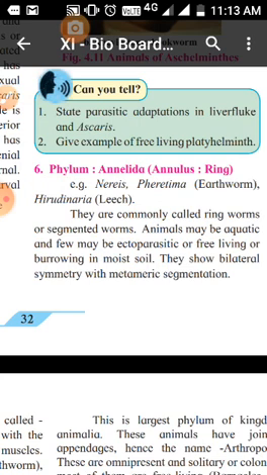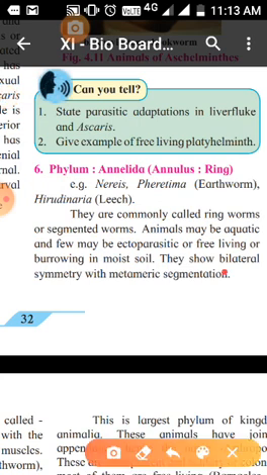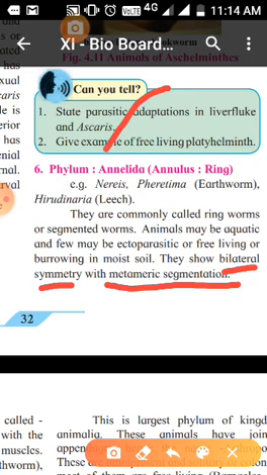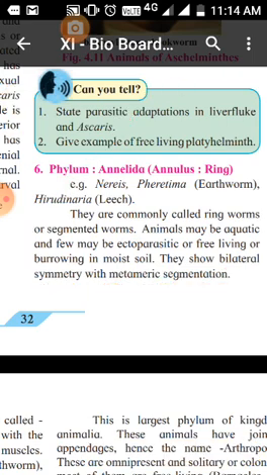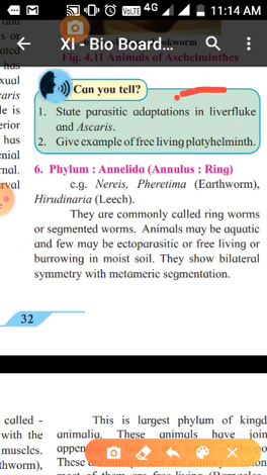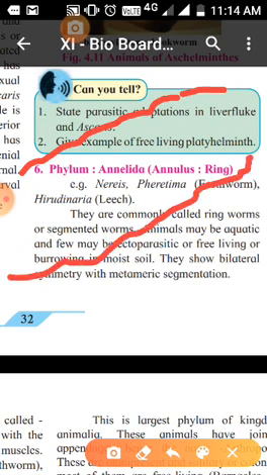And the symmetry we have seen in Annelida, it's bilateral symmetry. That means you can cut into two equal parts, with metameric segmentation. Now what is this metameric segmentation? If I just draw an earthworm, just a second, this is the outer structure.